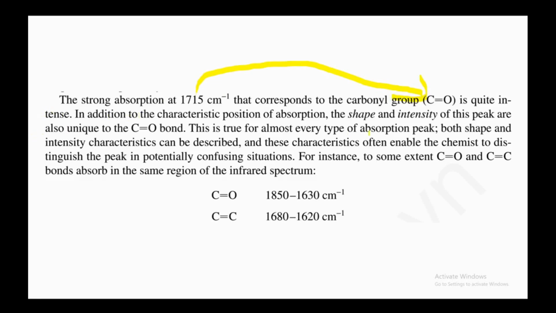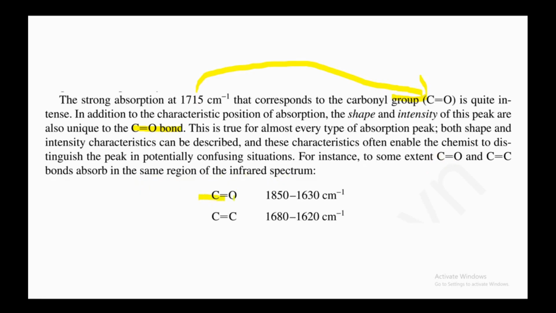The strong absorption at 1715, which corresponds to the carbonyl group, is quite intense. In addition to the characteristic position of the absorption, the shape and intensity of this peak are also unique to the carbonyl bond. This is true for almost every type of absorption peak. Both shape and intensity characteristics can be described, and these often enable the chemist to distinguish the peak in potentially confusing situations. For instance, to some extent, the carbonyl group and the carbon double bond carbon absorb in the same region of the infrared spectrum.